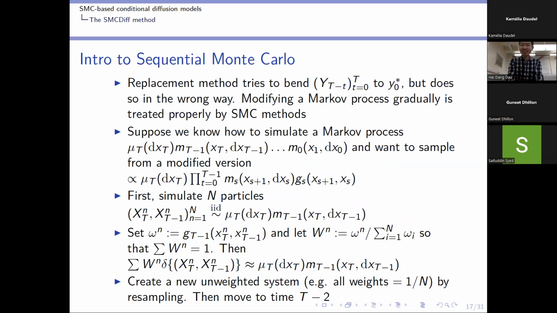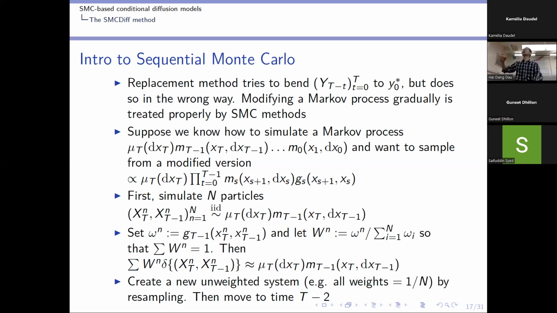Okay, so the replacement method tries to bend Yt back to Y0 star, but it does so in the wrong way. Modifying a Markov process gradually is exactly what SMC methods are for. So if you know how to simulate a Markov process, mu_t(dx_t | x_{t-1}).